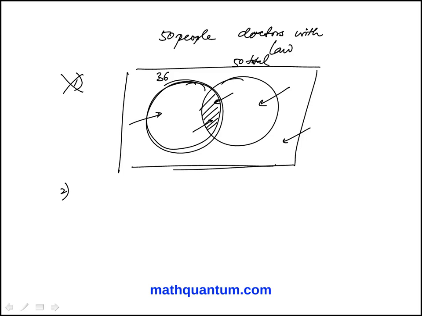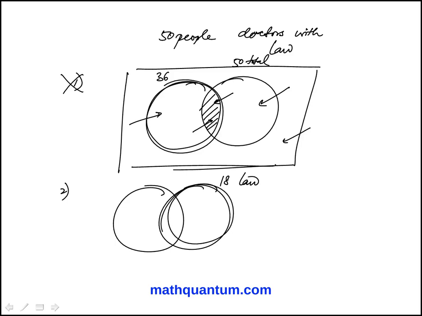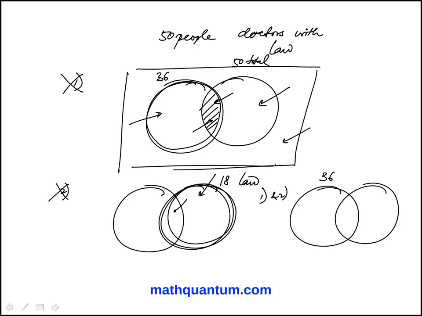It says in the group 18 people have a law degree. So now we have this circle of law degree. Again, we don't know this split here, so 2 alone is insufficient. Now if we combine 1 and 2, we have 36 that are doctors, 18 have law degrees, so that's doctors, that's law degrees. And we also have this outside area which we don't know.